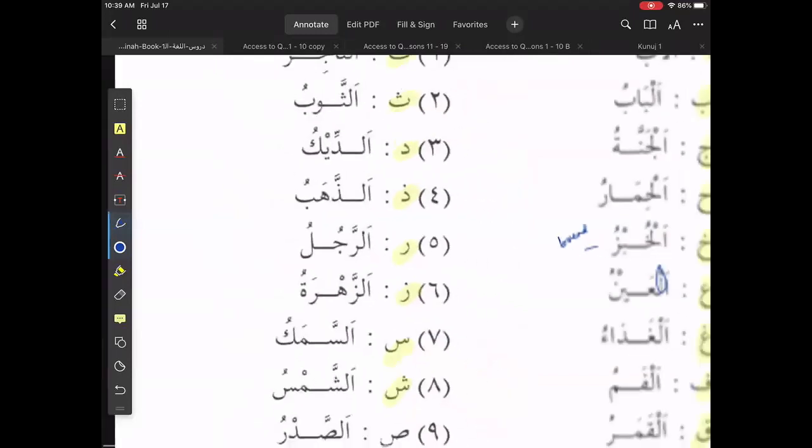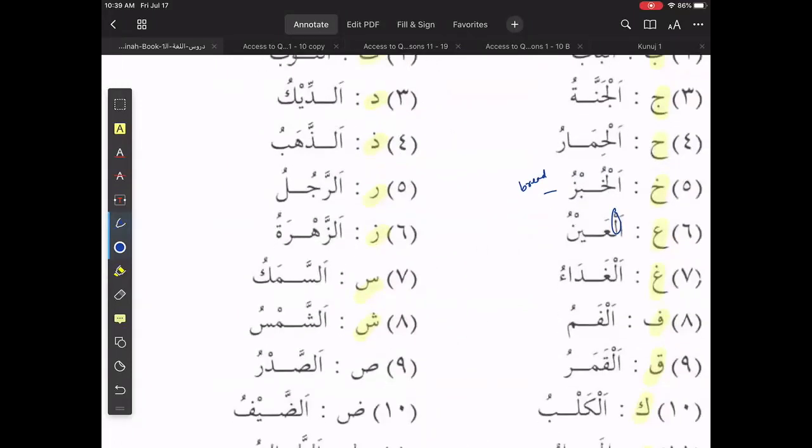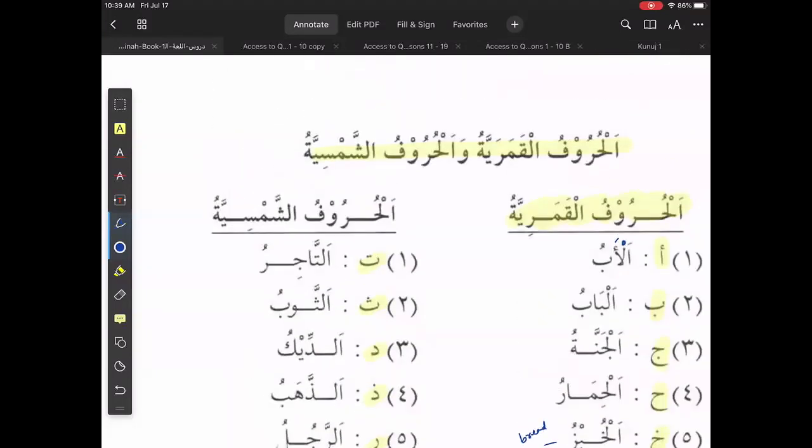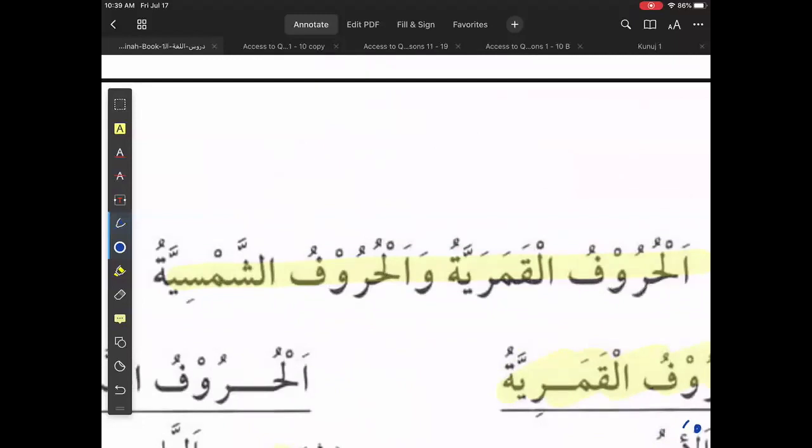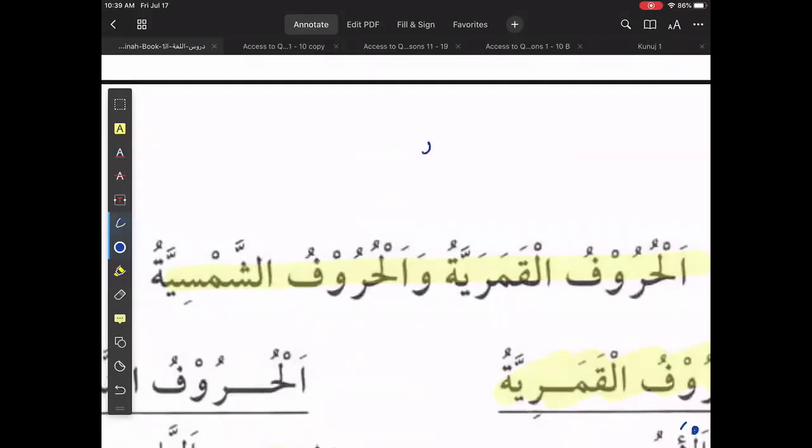So basically, there's nothing to it. You just kind of have to know these letters. Some letters you pronounce alif lam, and some letters you don't. Obviously, we're talking about when alif lam is connected, not when the word is by itself. For example, dikun is by itself. We're not talking about this thing.